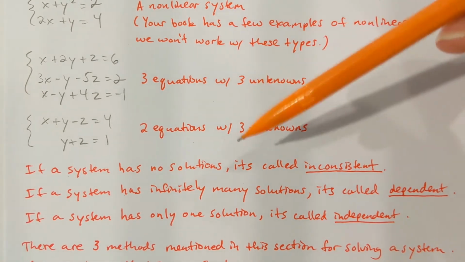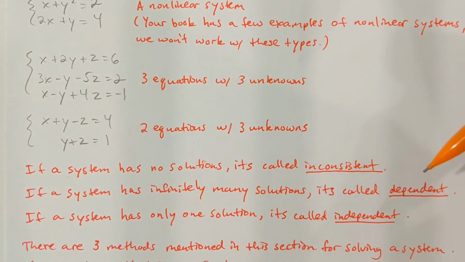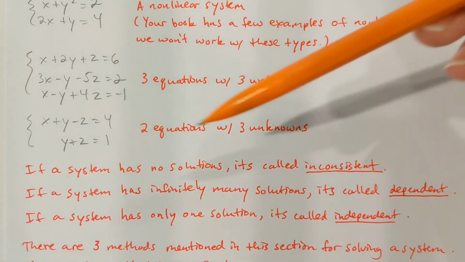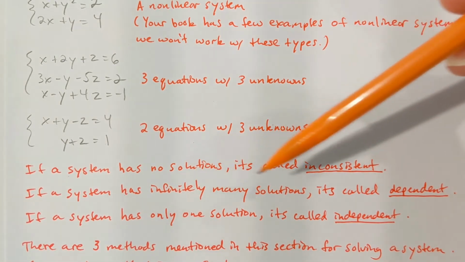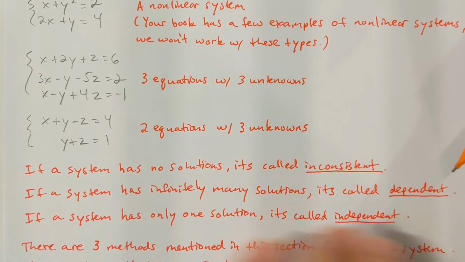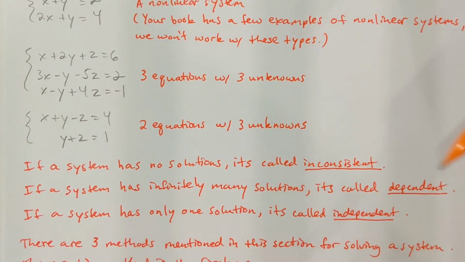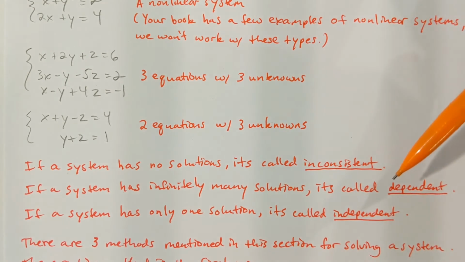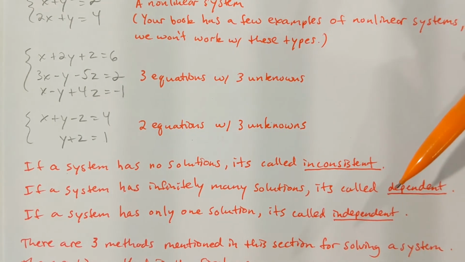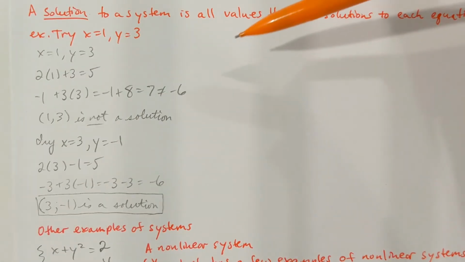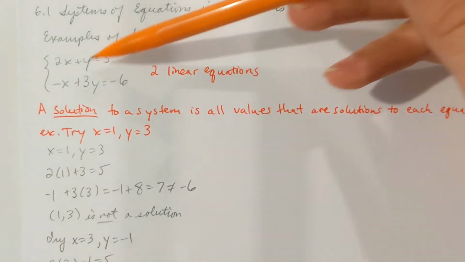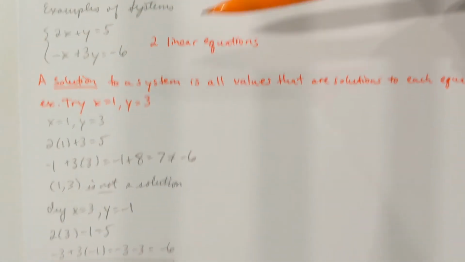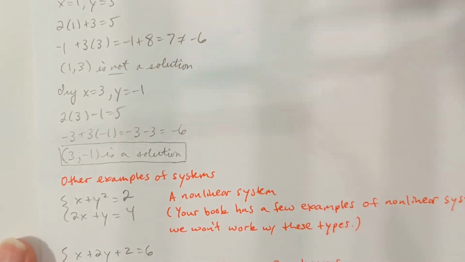If a system has no solutions, it's called inconsistent. We'll see some examples of that. If a system can have infinitely many solutions, it's called dependent. We'll see that also. And otherwise, if a system has only one solution, then we call that an independent system. So up here, this system would be an independent system. There's only one solution. That is when x is 3 and y is negative 1.